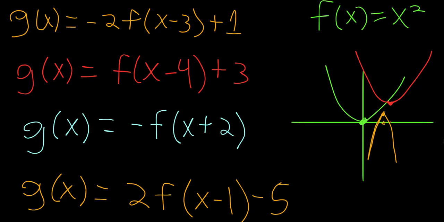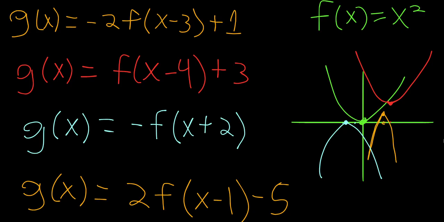We have negative f of x plus 2. So that means we're going to move over. We're going to move over 1, 2. Our origin moves over 2. So we're right about there. And it's negative, so it's going to flip it into a downward facing parabola. Okay, and we have one more.